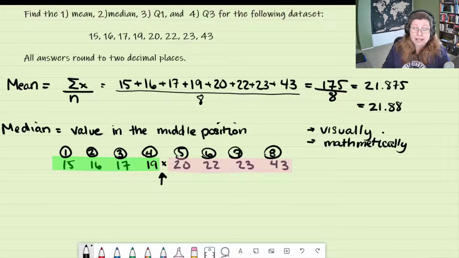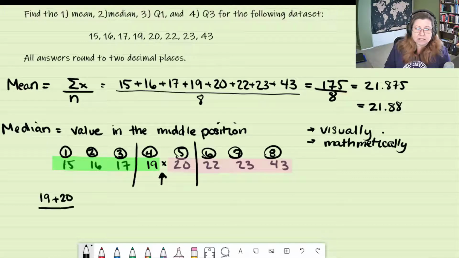And because of that, we're going to take the 2 values surrounding the middle and take the average of those 2 values. So we're going to take 19 and 20 and take the average of 19 and 20 to find the median. So 19 plus 20 divided by 2, because there are 2 values there. 39 divided by 2 is 19.5. So our median is 19.5.